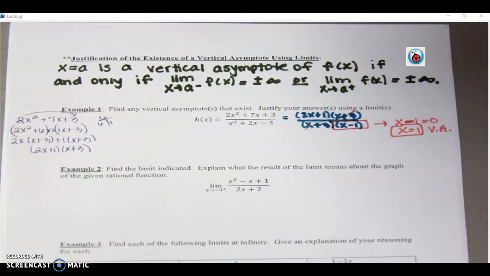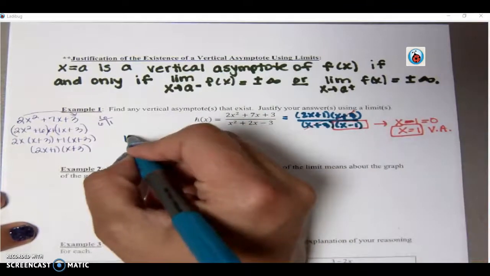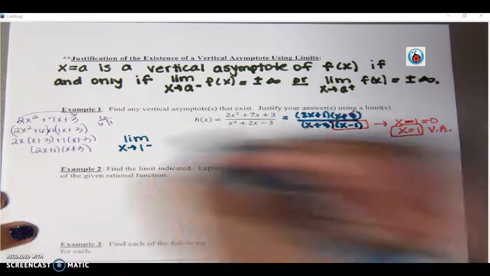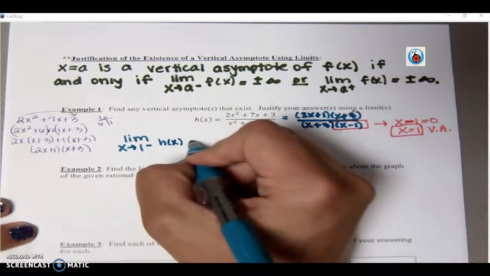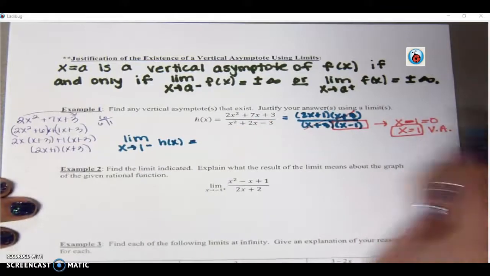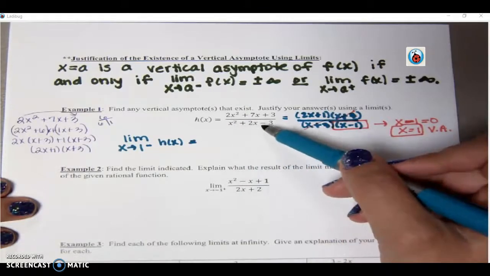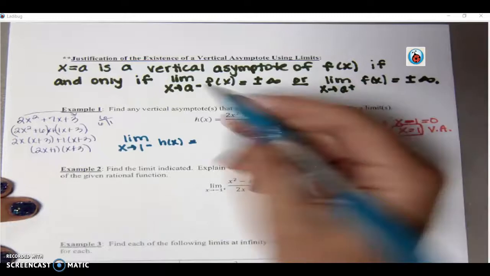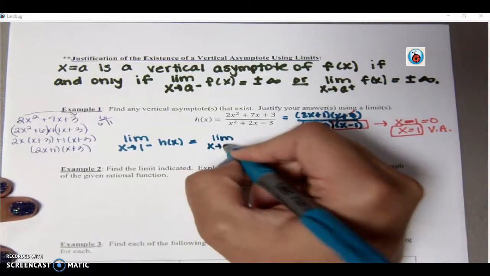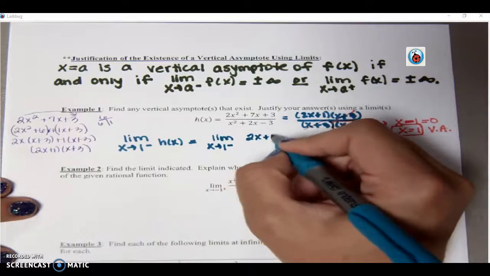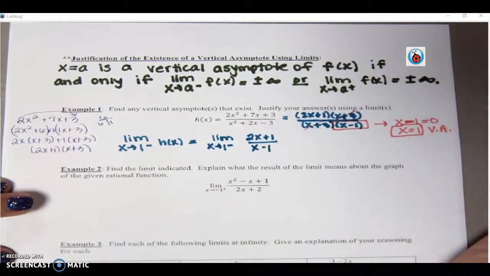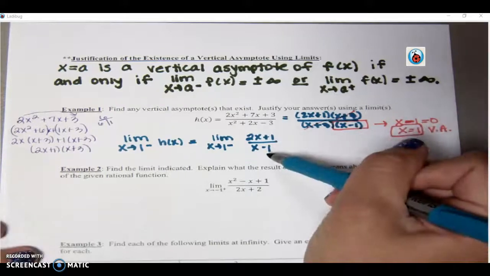So now we want to justify our answer using limits. So what it says is in order to prove it's a limit, you have to do either the left side or the right side of the limits at your x equals a. So we're going to do the limit as x approaches 1, we'll do from the left of our h of x. Okay, so if you tried to plug in 1 here, it would be 1 plus 2 minus 3, which would give you 0 in the denominator. So you would have factored. So think about if we have the limit as x approaches 1 from the left of what's left over. So of 2x plus 1 over x minus 1. Well, you can't plug in again. So that means x equals 1 is a vertical asymptote.